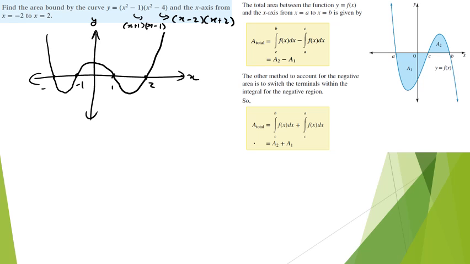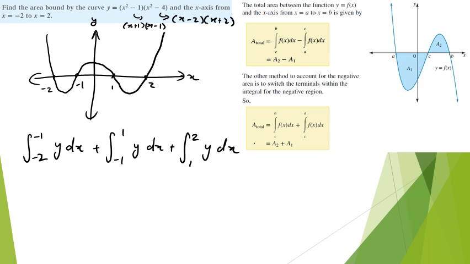Alright. So then we're doing integrals of negative 2 to negative 1 of y. I'm just going to be a bit lazier, I'm just going to write that. You'll see the reason why in a second. And then from negative 1 to 1. And then from 1 to 2.